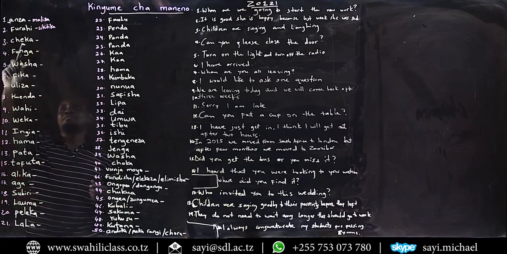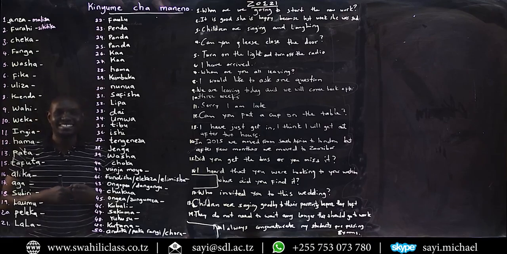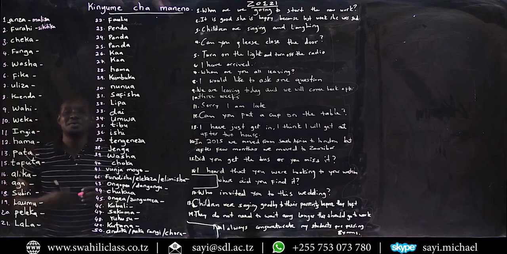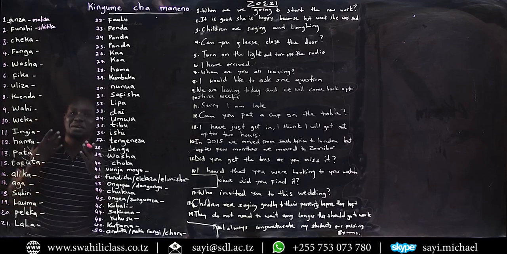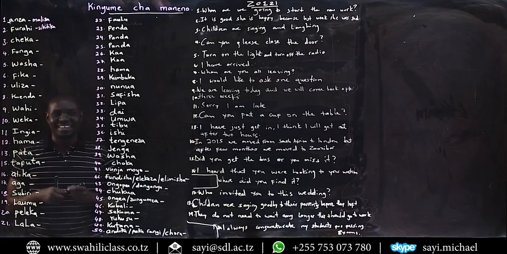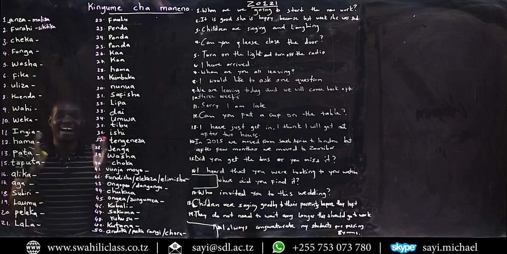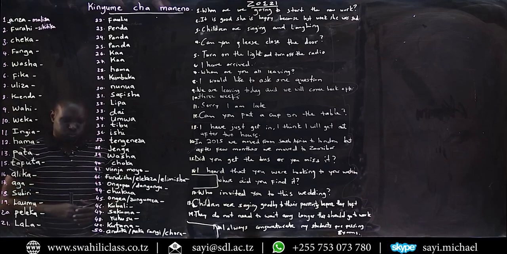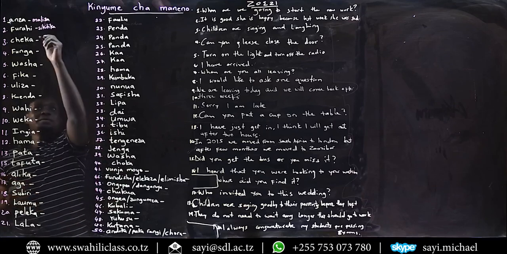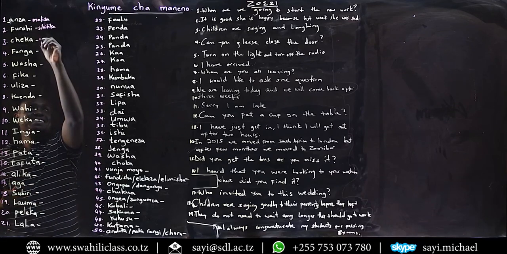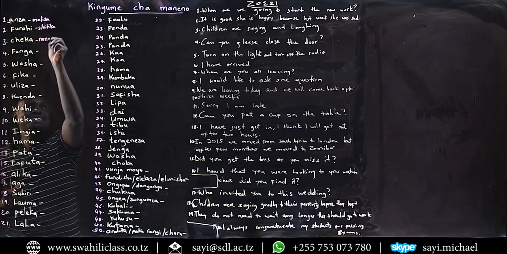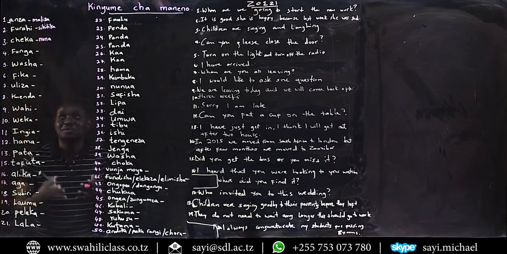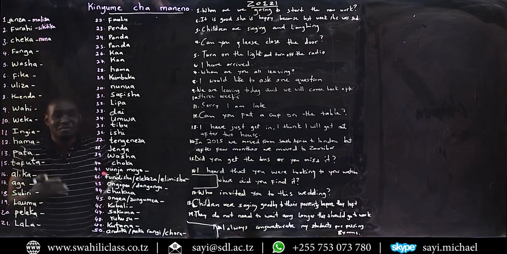Okay. Cheka. Cheka is laugh. Kucheka, to laugh. So how do you say the opposite of cheka? Cheka, laugh. And opposite will be, my opposite is nuna. Nuna is to frown. So cheka is to laugh and nuna is to frown.